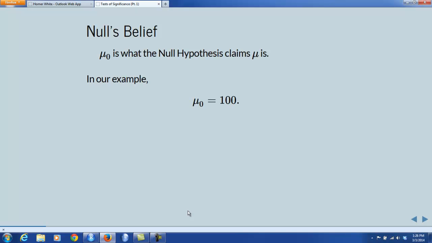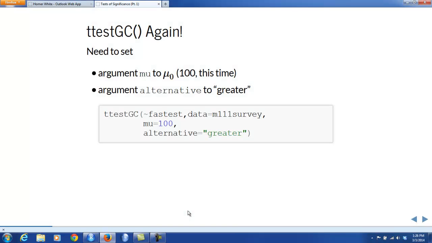Here's a little bit of notation. Mu0 is what the null hypothesis thinks that mu is. So in our example, mu0 is 100. To produce tests of significance, we can use the same functions that we used to produce confidence intervals. Since t-test GC produced confidence intervals for one population mean, we're going to use that function again to produce tests along with those confidence intervals. All you have to do in addition is to set a new argument called mu to mu0, which is 100 this time. And there's another argument called alternative, and you'll set that to greater. That takes care of the alternative hypothesis that says that mu is greater than 100.